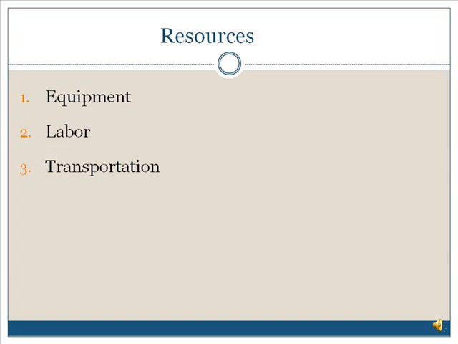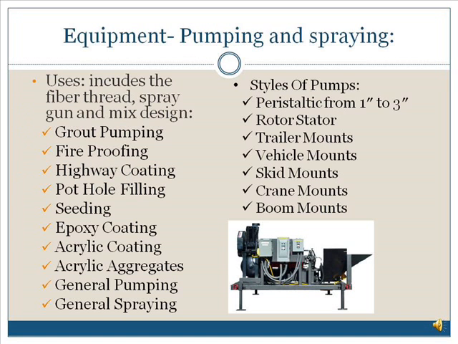The resources needed for the manufacturing of the GRC include equipment, labor, and transportation. The equipment is usually divided into pumping, spraying, as well as mixing. This slide shows different styles of pumping as well as different types of spraying. The spraying is done by different coats such as epoxy and acrylic or other materials.